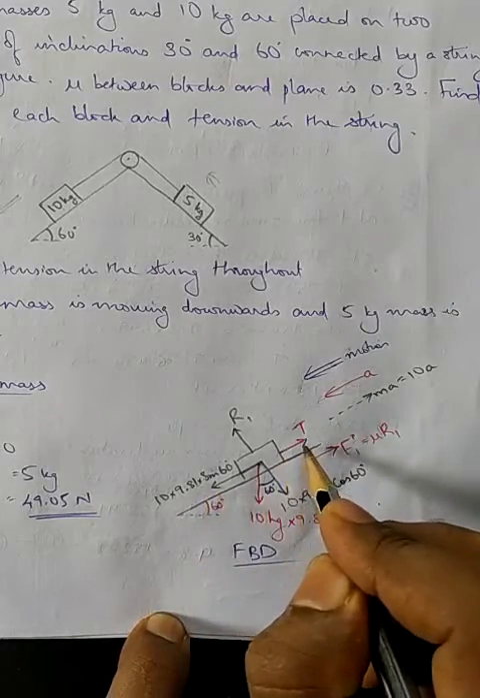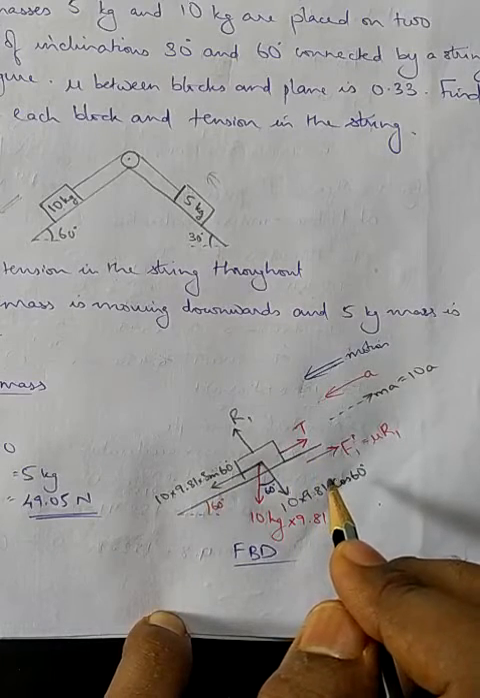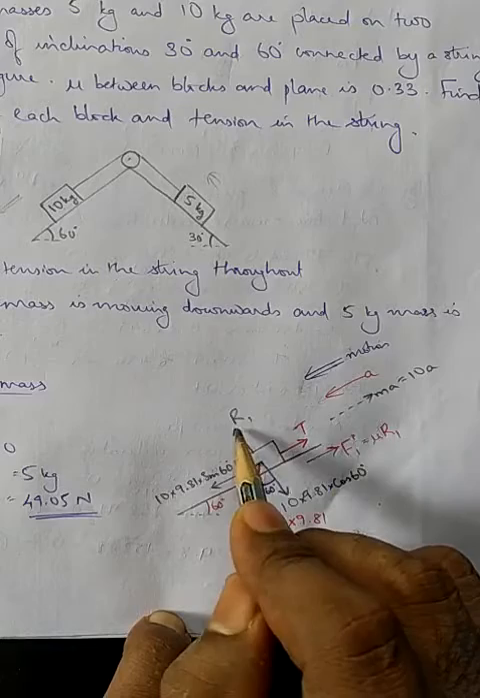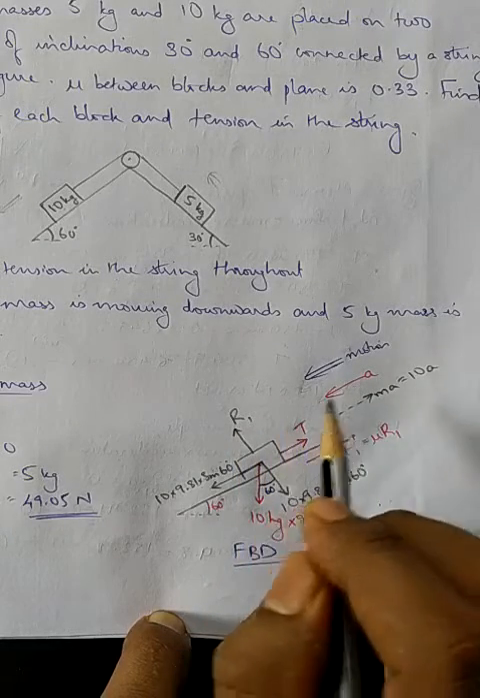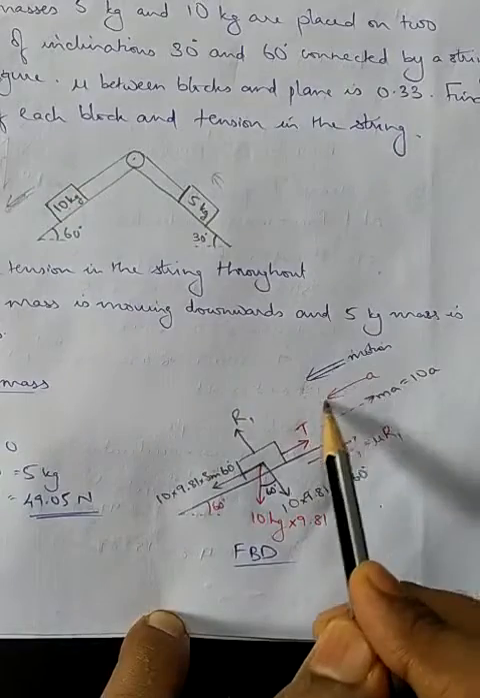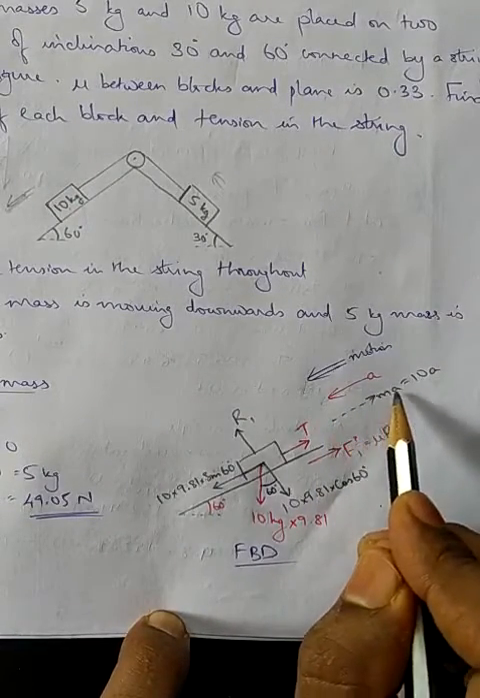Now there is a tension. Let it be represented by T. As the surfaces are rough, there will be a frictional force and there will be a reaction. Let R1 be the reaction from the first surface, and let F1 star be the frictional force. Now what will be the direction of motion? 10 kg is moving downwards. So the direction of motion is downwards. Acceleration is downwards. We will be applying the inertia force in opposite direction, which is ma.